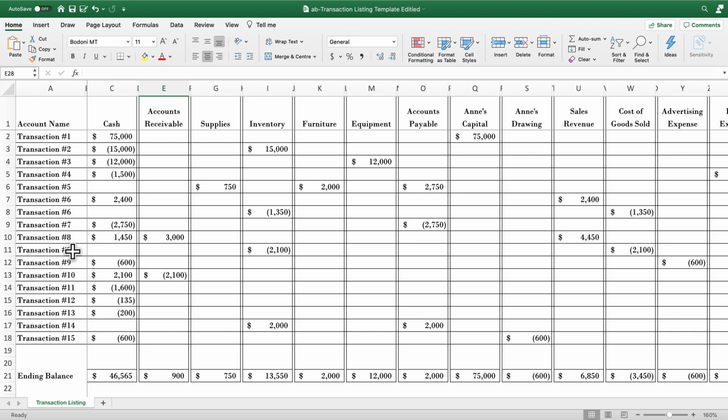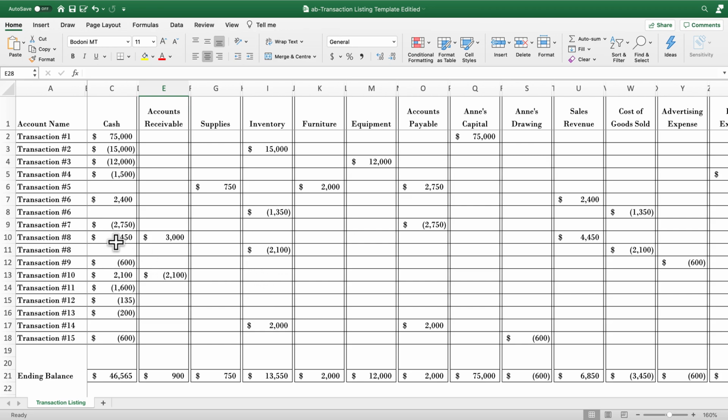On Ann's second day of operation, she sells $1,450 of sporting goods for cash. It also sells another $3,000 of sporting goods to a local school district on account. The cost of all the goods sold is $2,100. Alright, transaction 8. Let's look through this. So she sells $1,450 of sporting goods for cash. So we have a cash increase here of $1,450.